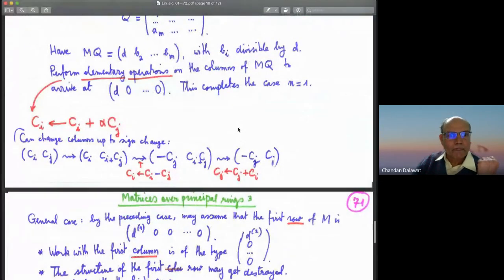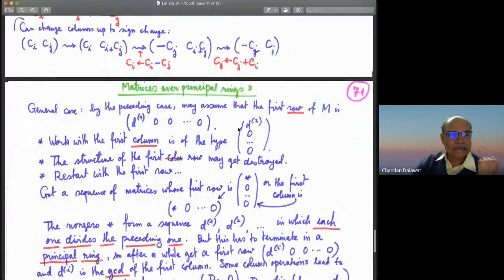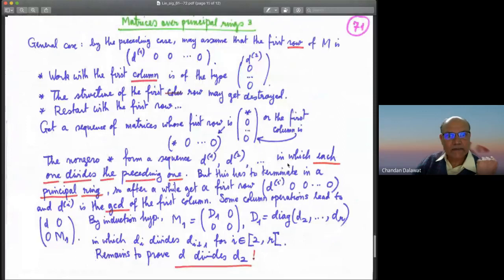Okay. So how do we go from here to the general case? Let's come to the general case.